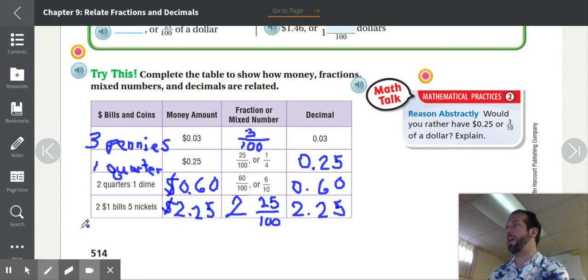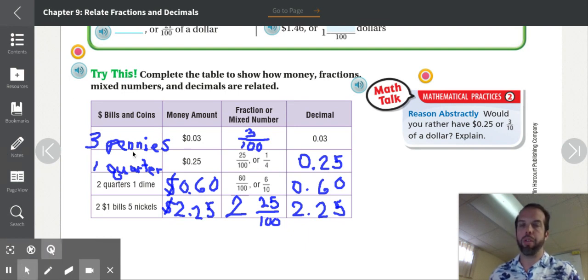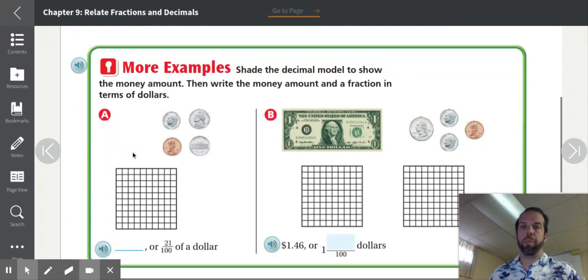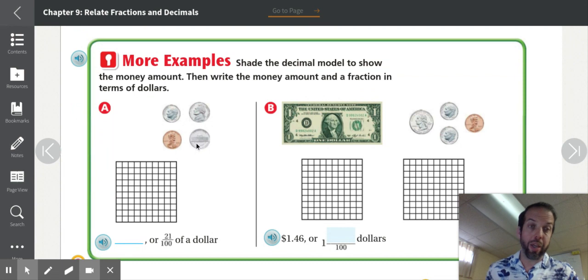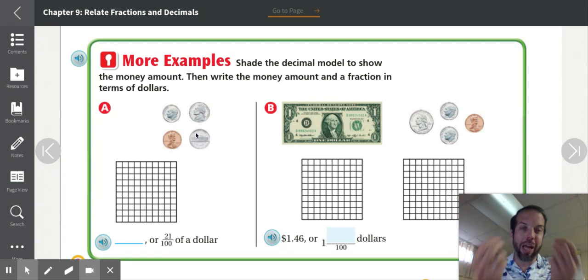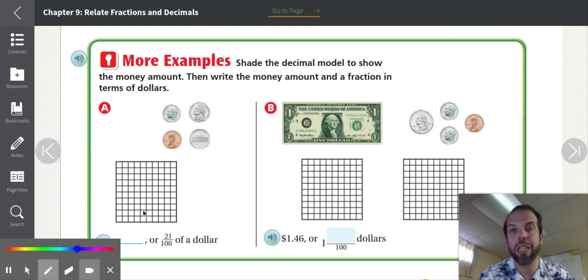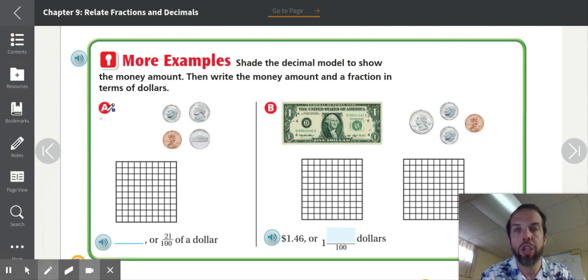Let me see what I want to do right now. All right, let's go to the problem above this. Because here it says they want us to look at the coins. So again, we are assuming that we know our coins right now. They can be tricky, especially when they're in a book like this. When we're in the class, I can give you guys actual, not real money, but plastic money, and you guys can look at it and help figure out what is what. All right, so it says shade the decimal model to show the money amount.